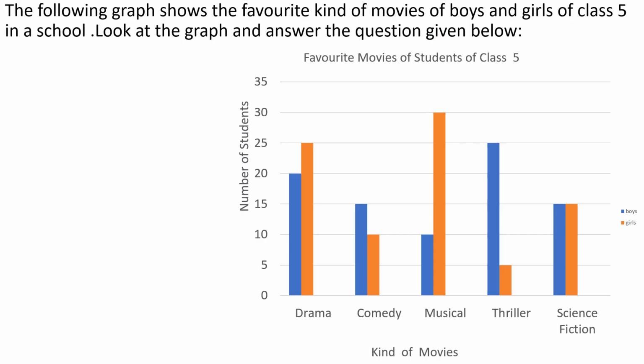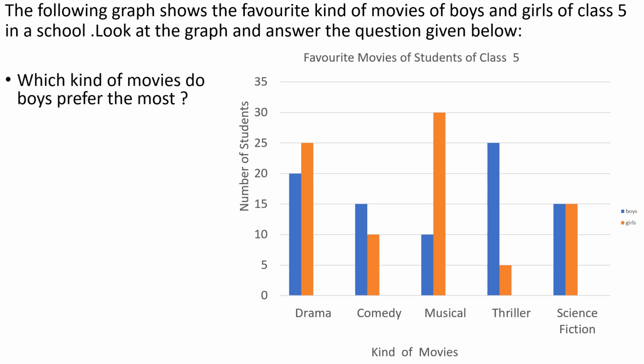Now let us learn how to read double bar graphs. See, which kind of movie do boys prefer the most? Here is the double bar graph which represents favorite movies of students of class 5, and the kinds of movies are drama, comedy, musical, thriller and science fiction. Here on the y-axis is number of students, and this blue bar represents boys and this orange bar represents girls. So which kind of movie do boys prefer the most? So see the height of the blue bar. Yes, this is the highest one and it is for thriller.